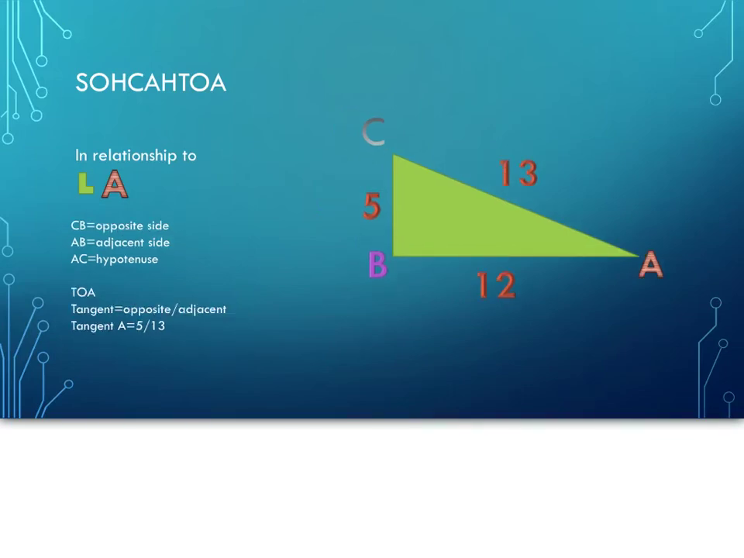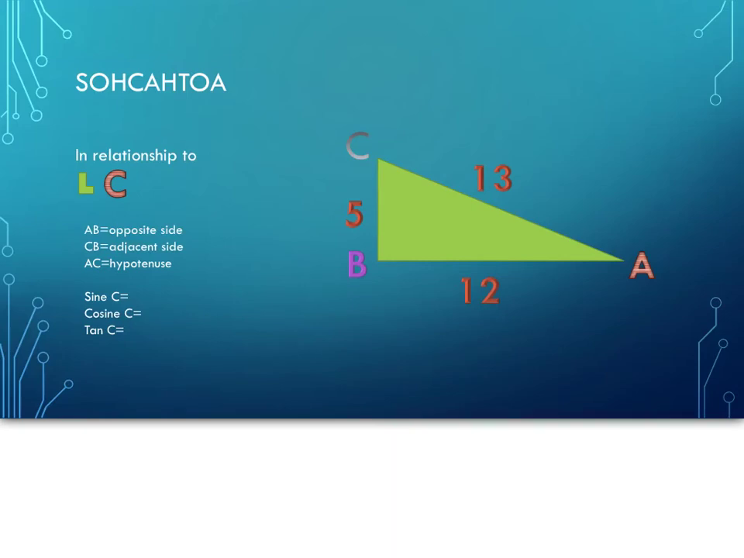The last part of Sohcahtoa here is the TOA section, and T stands for tangent, and the tangent is equal to the opposite side divided by the adjacent side. So I'm still dealing with angle A in this case, and the opposite of angle A is 5, and then the adjacent is 12, and so the tangent is 5 over 12. I made a mistake here. It is not 13, it's 5 over 12.